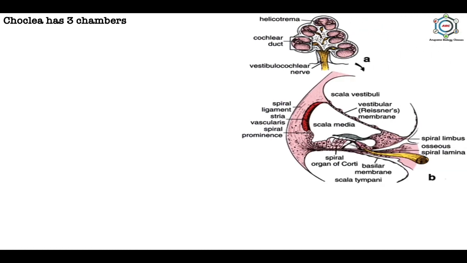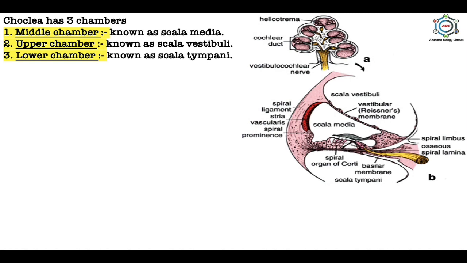Now the cochlea has three chambers. This is the complete structure of a cochlea. And these chambers are, first one is the middle chamber known as scala media. In the picture you can see the red arrow indicates scala media. Second is the upper chamber known as scala vestibuli. And the last one is the lower chamber known as scala tympani. This is the scala tympani.